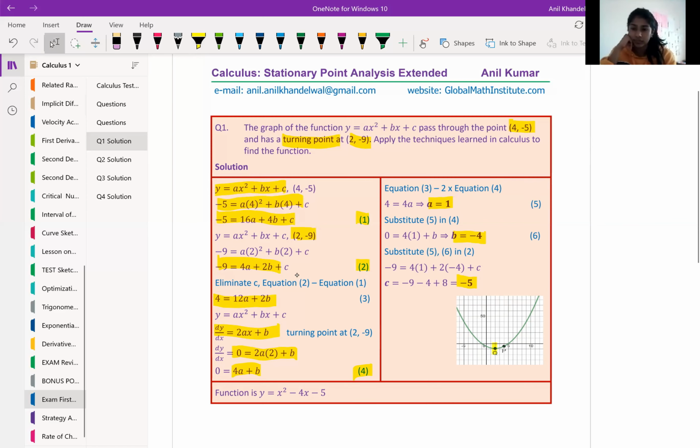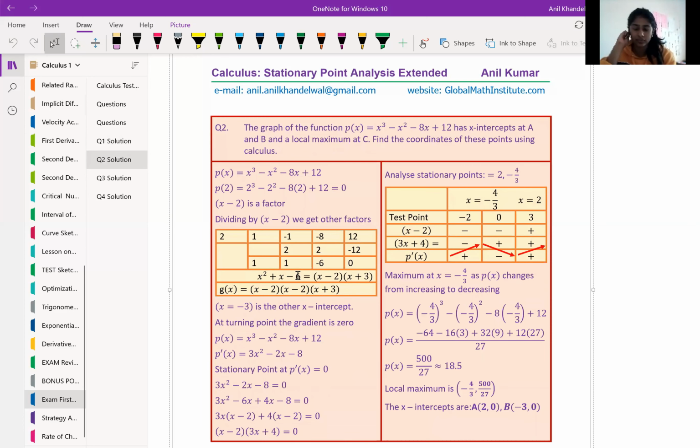I just sketched the graph here to give you an idea how this is going to look. So that is how it is going to be. Okay, perfect. Let's take the solution for the second question now. What was your answer for the second question?